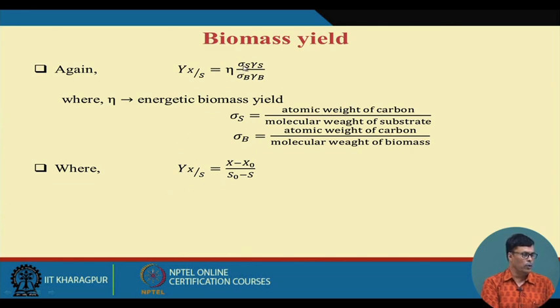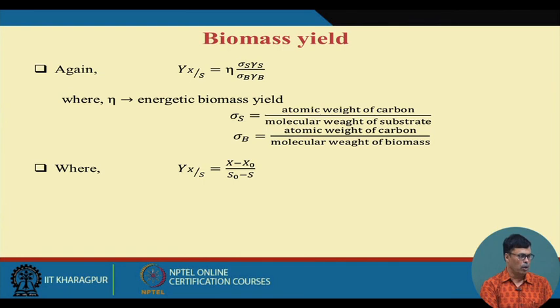Now, when you write the stoichiometric equation from the empirical formula of the substrate and the biomass, you can easily estimate the values of sigma S and gamma S, sigma B and gamma B. So, if you know these, you can find out the eta value. I told you the thermodynamic yield coefficient is nothing but eta plus epsilon p. In the aerobic process this varies from 0.5 to 0.6, and in the anaerobic process it is 0.7. So, if this value comes within this range, that means your experimental results are right. And if it varies from that, there is something wrong with the experimental results.